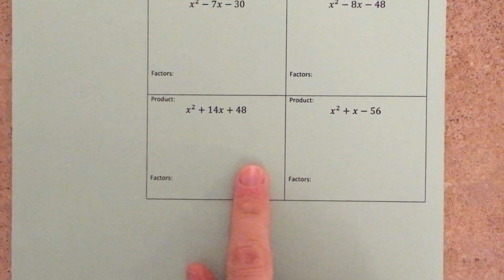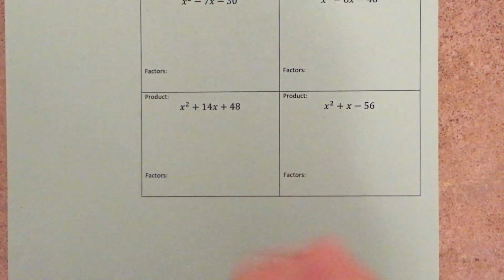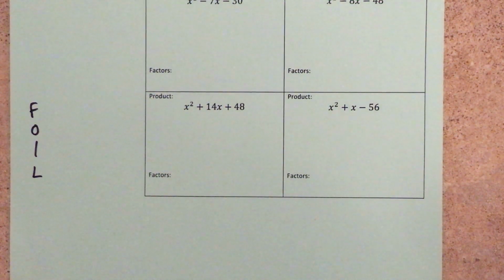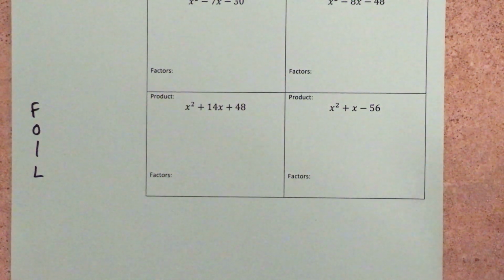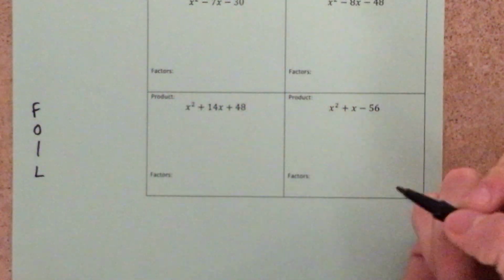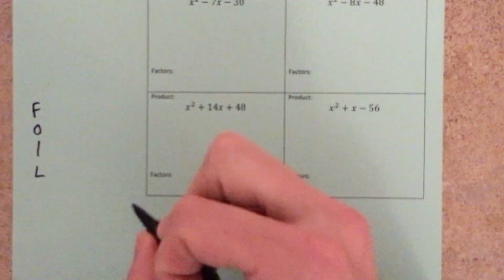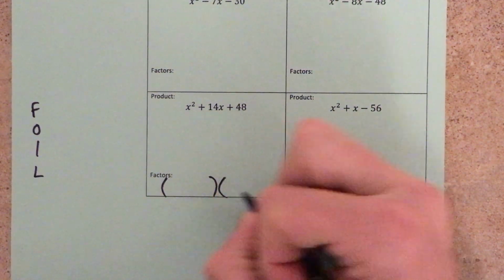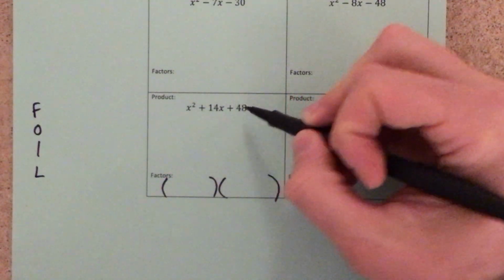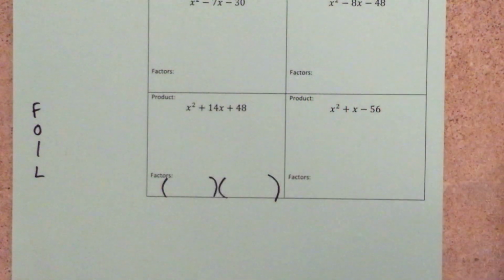So one of the first things I want you to do, we'll do maybe these two. Just off to the side, I want you to write 4 letters that spell FOIL. When I was y'all's age, we used FOIL to break down problems that look like this. The goal was to take this trinomial, so it's a trinomial because there are 3 terms, and figure out where it came from.